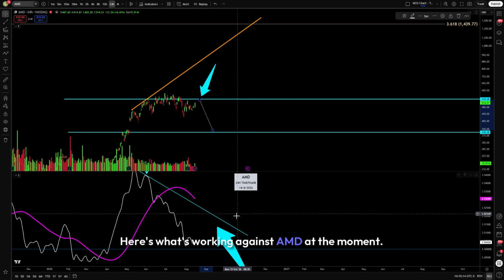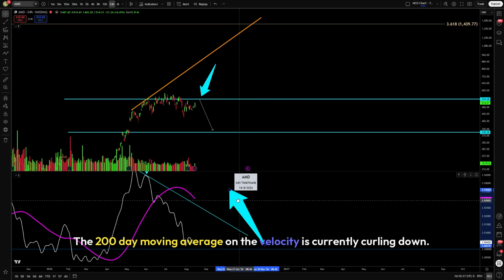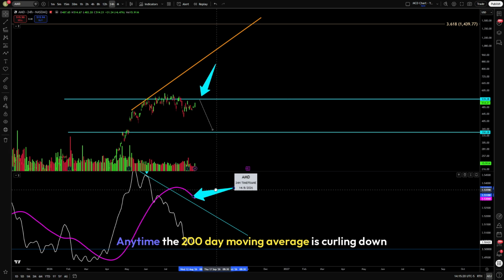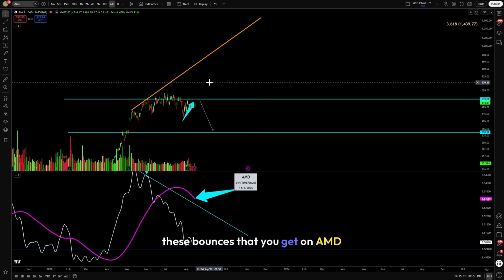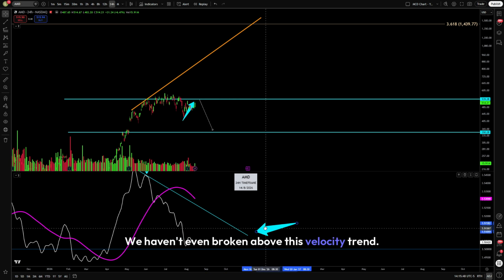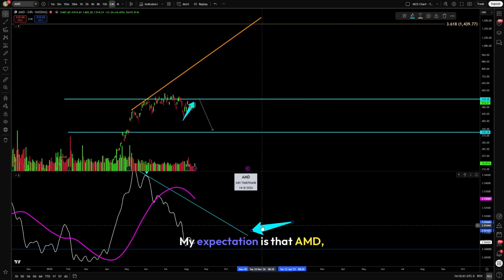Here's what's working against AMD at the moment. The 200-day moving average on the velocity is currently curling down. Anytime the 200-day moving average is curling down and the price is moving up, the bounces you get on AMD are counter trend bounces. So you've got to look at these bounces with a bearish bias. The trend hasn't flipped yet. We haven't even broken above this velocity trend. So my expectation is that AMD, after it's done bouncing, will make another leg lower.